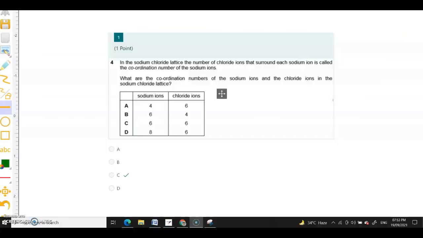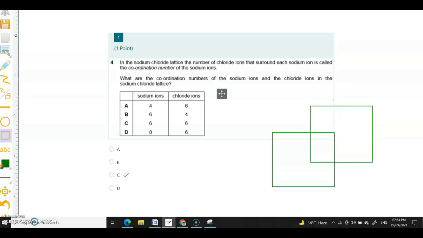Question number 1. In this sodium chloride lattice, the number of chloride ions that surround each sodium ion is called the coordination number of the sodium ion. What are the coordination numbers of the sodium ion and the chloride ion in the sodium chloride lattice? So this question is very simple. You just need to know the structure of sodium chloride. As you all know, sodium chloride has a cubic lattice.